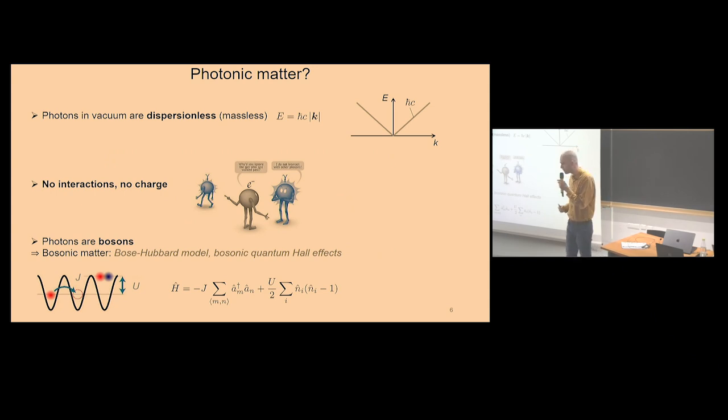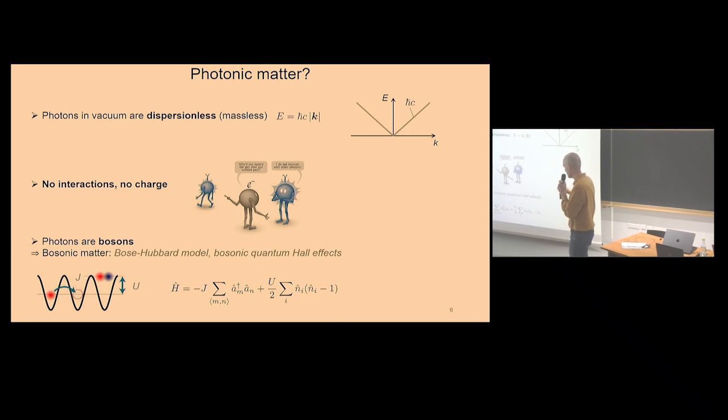So as Jacopo already mentioned, the answer to this question is in principle not that trivial, okay? Because first of all, if you consider photons in vacuum, they have a very simple dispersion relation. It's a linear dispersion relation, okay? So basically the photons have no mass, and so it's going to be very difficult to engineer these dispersions. Second of all, they interact very weakly. They have no charge, okay? So it's a very different system from these electronic 2D materials that I just mentioned. The third point also is that photons are bosons, contrary to electrons, which are fermions.